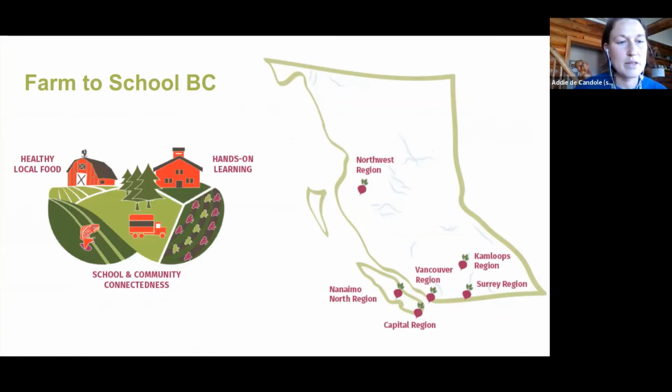Farm to School programs are based on 3 pillars: healthy local food, hands-on learning, and school and community connectedness. We have 6 regional hubs throughout the province and a regional community animator in each one. Today we're in the interior region for the Kamloops Shuswap area. Since 2007, we have funded over 200 schools, and in our most recent grant cycle, an estimated 16,000 students have actively participated in the program. We have a pretty great reach.